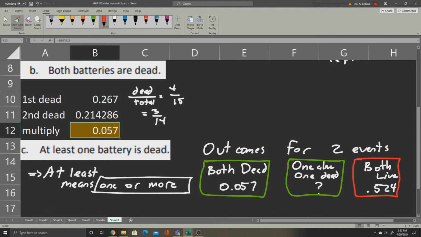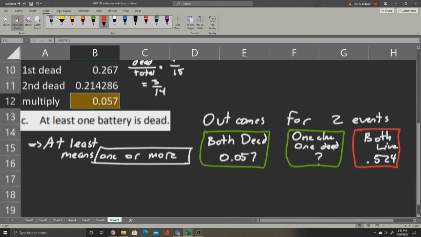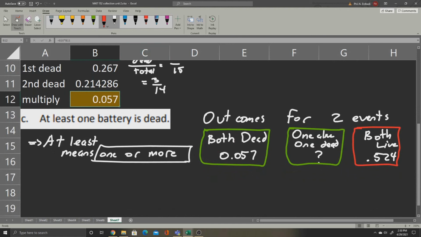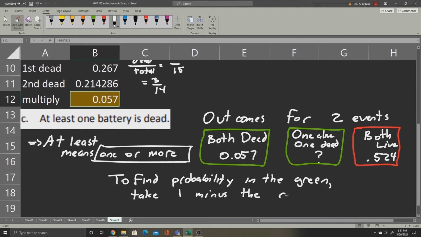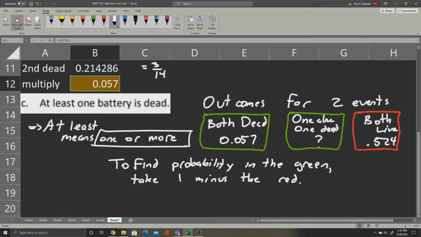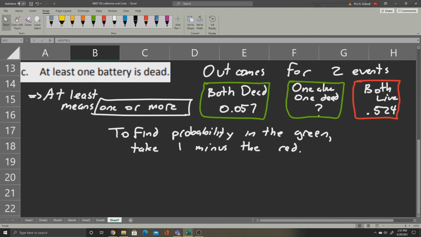Now, it may look like it could be a problem that we don't know the probability for one being alive and one being dead, but it turns out we don't have to. To find the probability of the two green ones, all we have to do is take 1 minus the red one, and all that's left is green. Now, thankfully, we've already calculated the probability in red. So let's place it down here as well.